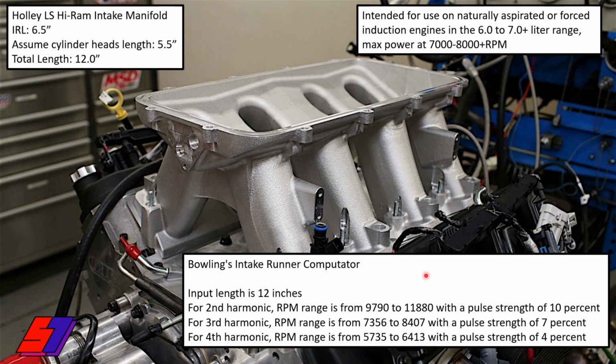All right, so let's get into some of the good stuff here. So this is the Holley High Ram, 6.5 inch runners on the intake, and if we assume 5.5 inches on the cylinder heads, that gives us a total length of 12 inches. And one of the descriptions I found for this is that it's between 7 and 8,000 RPMs. And when we plug that into Bowling's intake runner calculator, sure enough, 73 to 84. Now, this third harmonic is important, and that's typically where most engine builders are going to shoot for the intake runner.